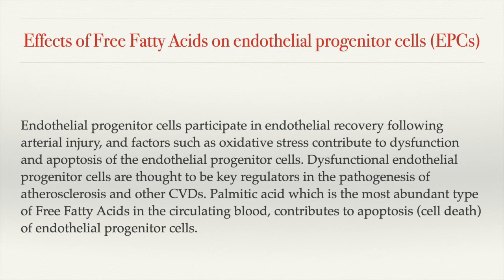So what this is saying is the endothelial progenitor cells, these are the cells that will make new endothelial cells that line the blood vessels. When the blood vessels are damaged, then the repair process is inhibited by saturated fats. Dysfunctional endothelial progenitor cells are thought to be a key regulator in the pathogenesis of atherosclerosis and other cardiovascular disease. Palmitic acid, which is the most abundant type of free fatty acid in the circulating blood, contributes to cell death of the endothelial progenitor cells.